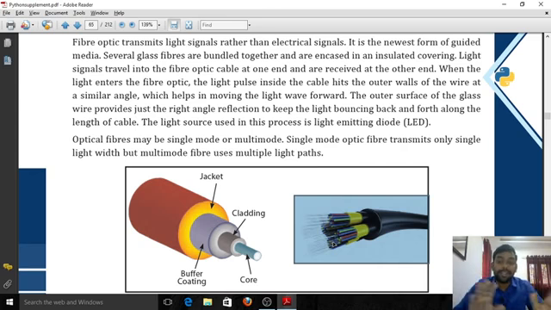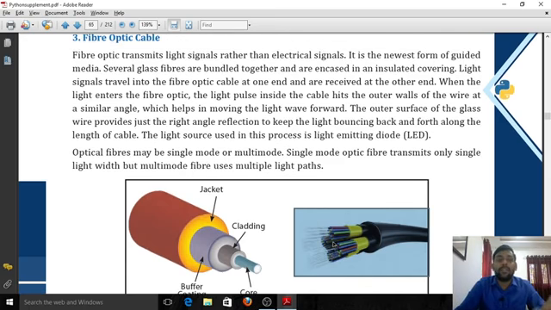So that means, other than electric pulses for transmitting data in the case of twisted pair and coaxial, optical fiber cable transmits data in terms of light. That's the difference. We know light is very fast in transmitting anything, data of course. So it is the fastest means of communication, and today it's used for connecting very long distances, even continents. Fiber optic transmits light signals rather than electrical signals, and it is the newest form of guided medium.